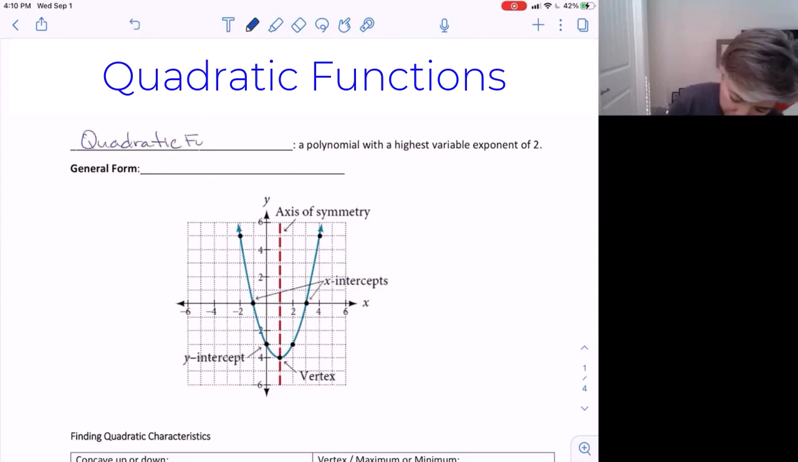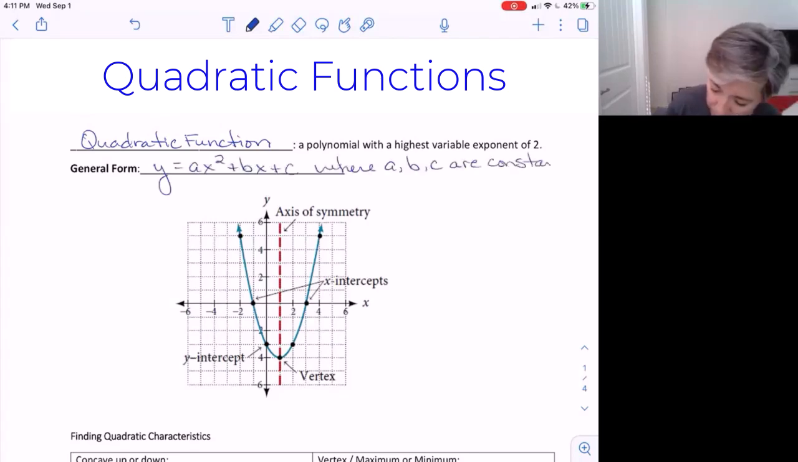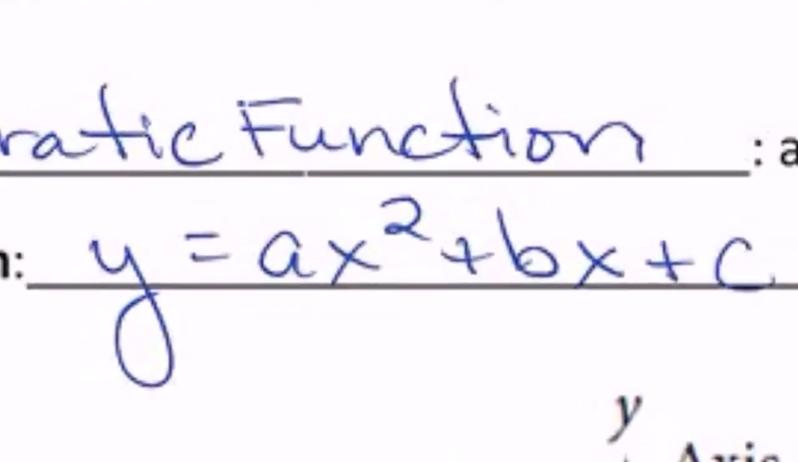A quadratic function is a polynomial that has a highest variable exponent of 2. In its general form, it would look like this, where A, B, and C are constants. So we know it's a quadratic because the highest exponent that we see on a variable is a 2.